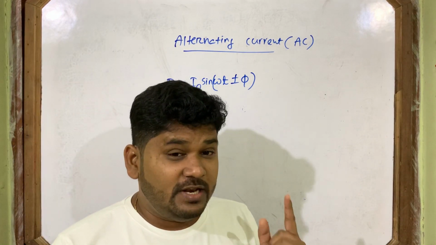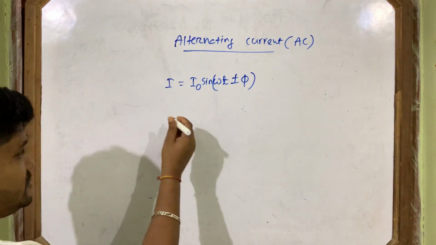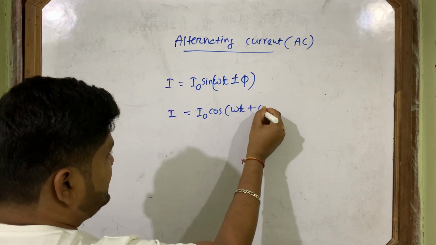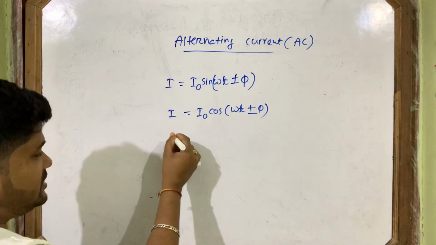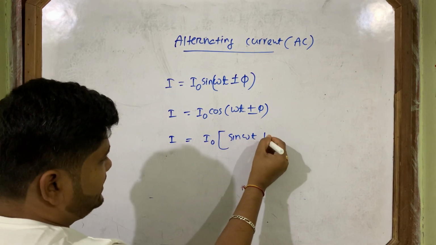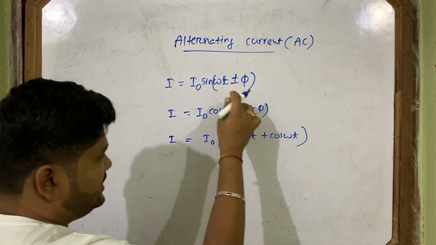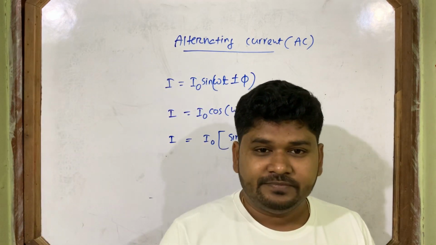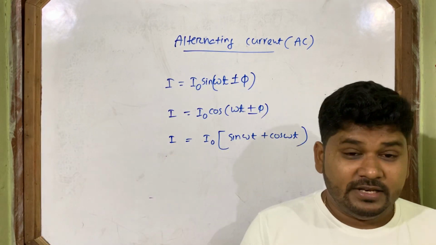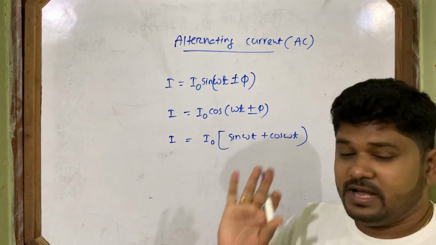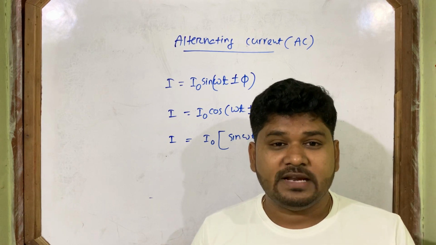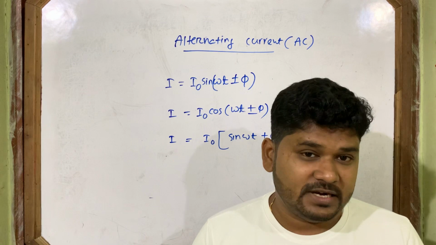But this is not the only equation of alternating current. We can also write I equals I naught cos omega t plus or minus phi. This is also not the only equation. We can also write I equals I naught sine omega t plus cos omega t, a linear combination of sine omega t and cos omega t. This alternating current can have many equations. We can write many equations like that.